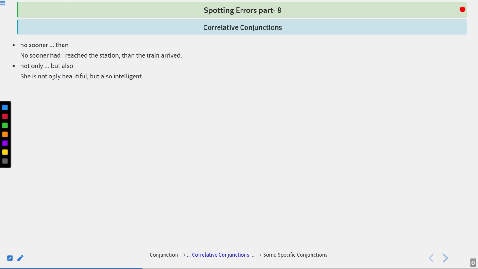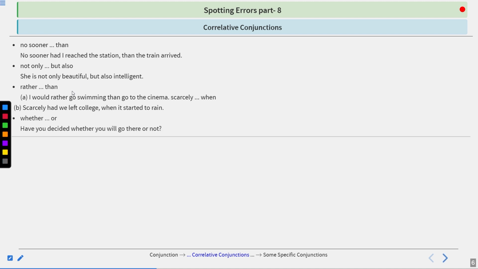Not only but also is also a correlative conjunction. She is not only beautiful but also intelligent. Rather than: I would rather go swimming than go to the cinema. And scarcely when: scarcely had we left college when it started to rain. Scarcely when and no sooner than act the same. Whether or: have you decided whether you will go there or not? Whether or refers to choice.